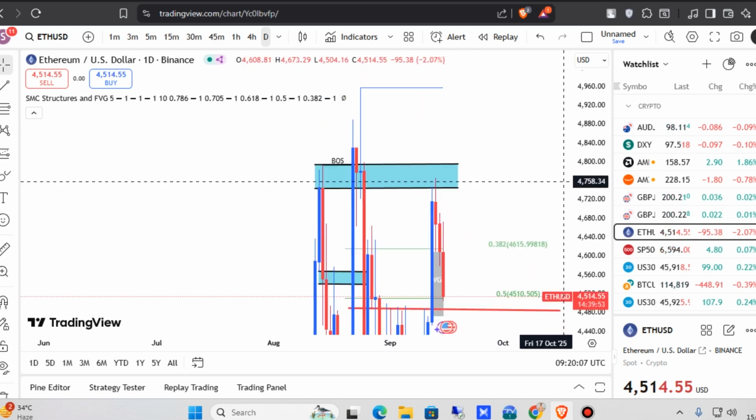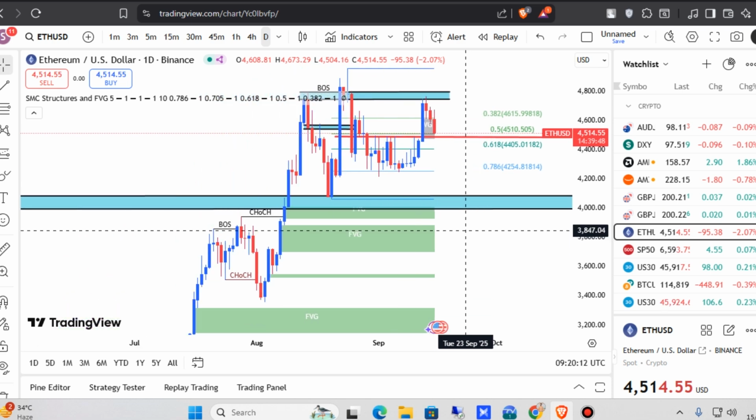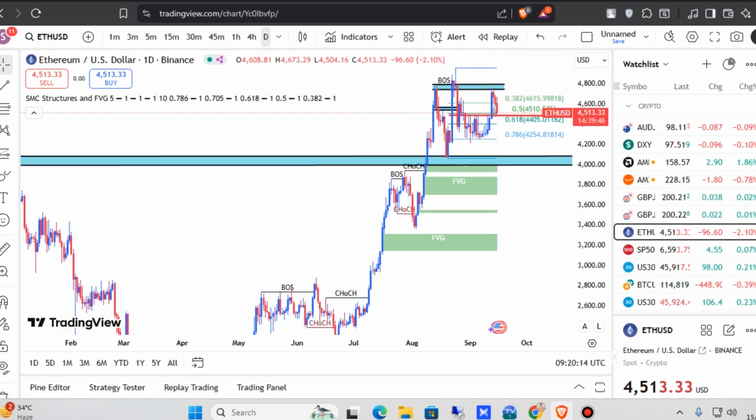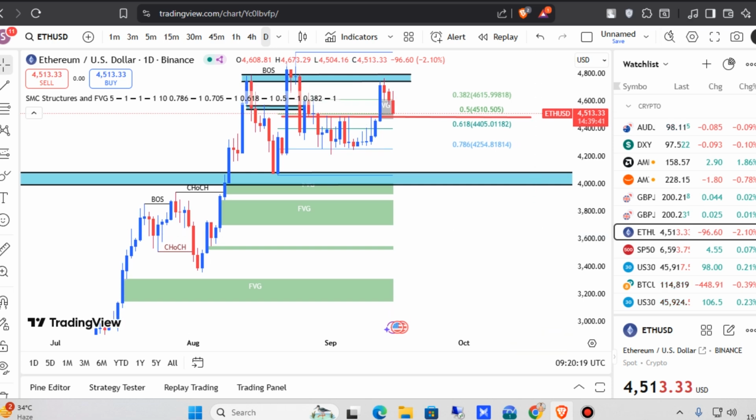If we analyze it on a daily basis, then all the major fair value gaps are visible on the daily time frame. So market can also touch this one, market can also touch this one. Okay, so how and why should you look for long term entries? For the long term, I will say wait for this area or wait for this area to build long term entries. And how will you build?